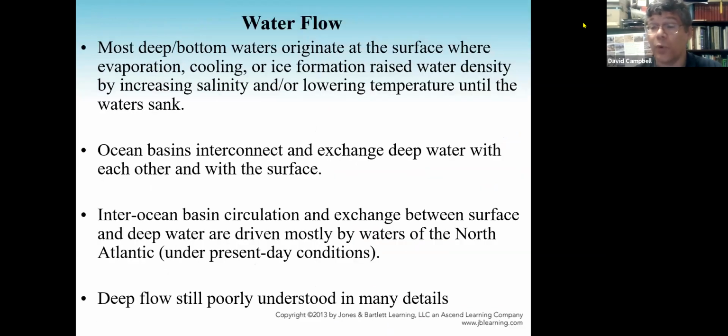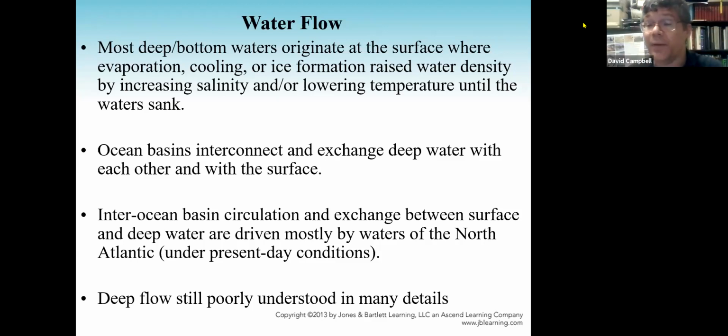What's the pattern of water flow in the deep ocean? Typically, we have some place at the surface where we have made extra dense water. Maybe there's lots of evaporation, it gets extra salty, a lot of cooling, or perhaps making sea ice, which promotes cold and salty. And this raises the water density until it's dense enough that it will tend to sink down relative to nearby water.